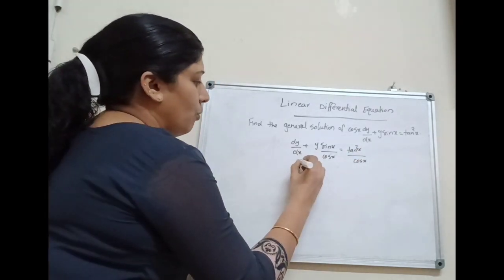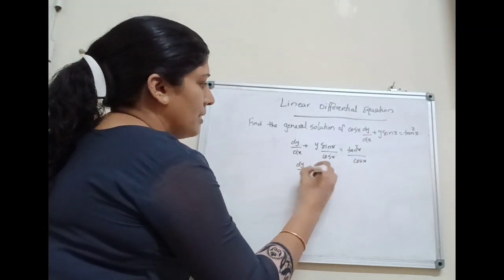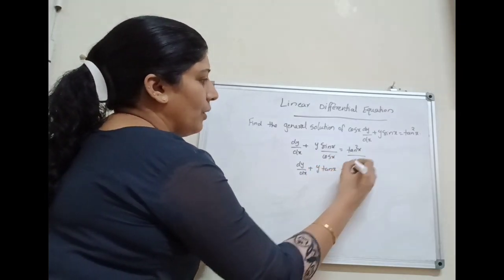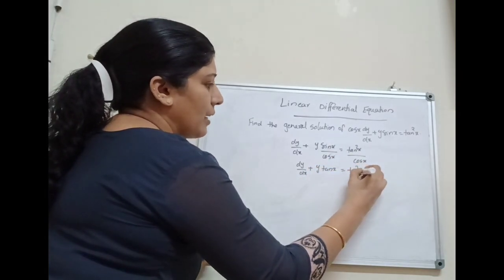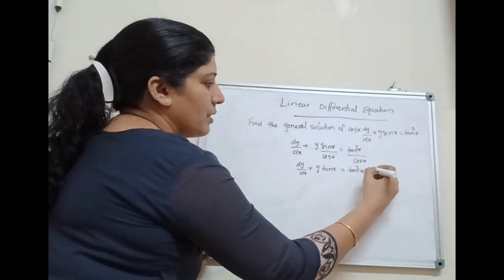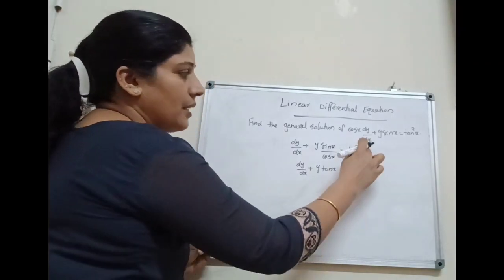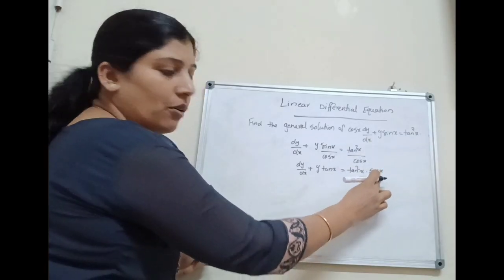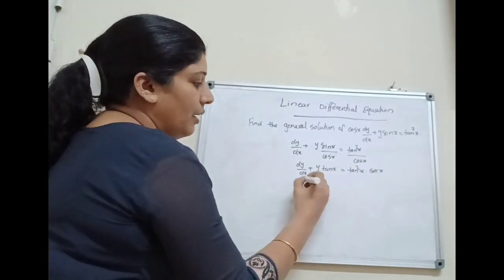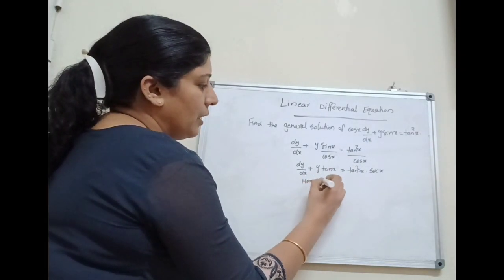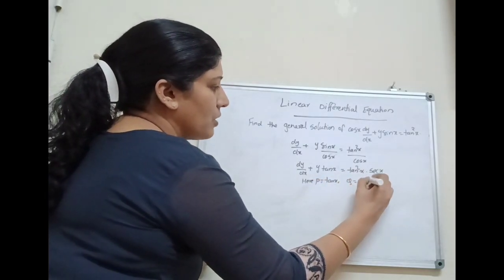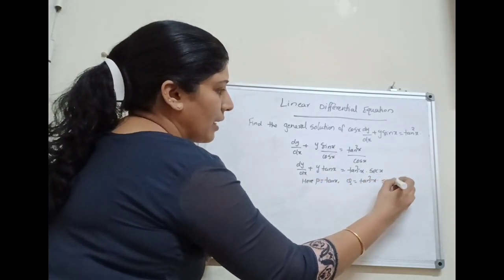Then dy by dx plus y sin x by cos x, that is tan x, equals tan square x into 1 by cos x, which is sec x. That is tan square x by cos x. Here p equals tan x and q equals tan square x sec x.